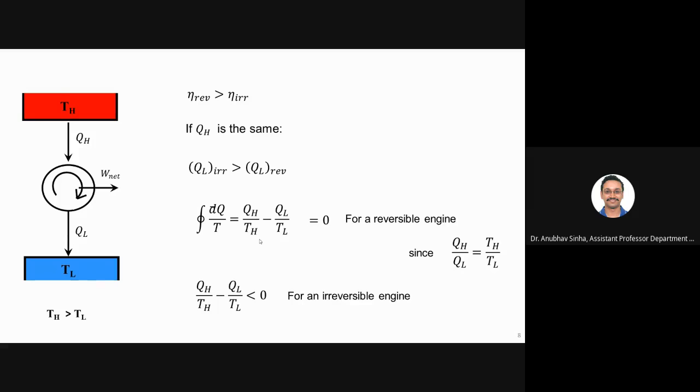Now, for an irreversible engine, this will be less than 0. Can anyone explain why? Sir, because QL is greater, the negative part is bigger, so it is less than 0. Yes, this part is the same, because the same heat is getting supplied to the reversible and irreversible engines. Now we have said that the heat lost is more, so this will be more, and TL is the same for both. If it is QL of the reversible engine, it will be 0. Since it is QL of the irreversible engine, it will be negative. So for an irreversible engine, this quantity is less than 0.